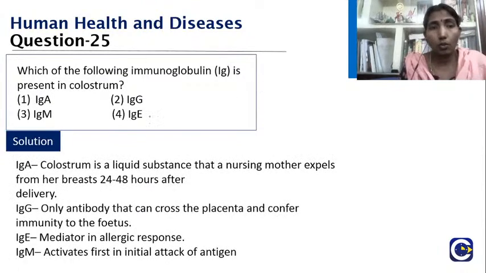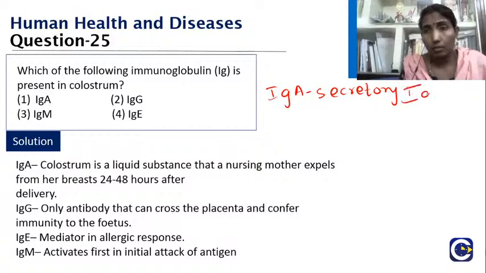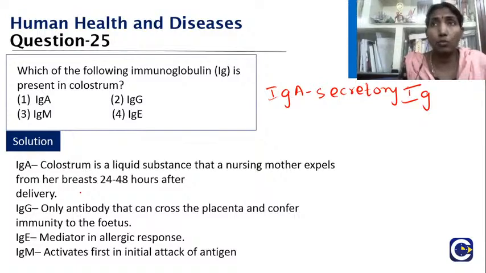IgA is also called the secretory immunoglobulin. Colostrum is a liquid substance that is excreted in the mother, right? Following the delivery, in the first few days the mother will expel from the mammary glands the colostrum. That is very important following the delivery because it can kill millions of pathogens. That is why breastfeeding is so important. That is why we emphasize breastfeeding, telling the mothers to feed their children.